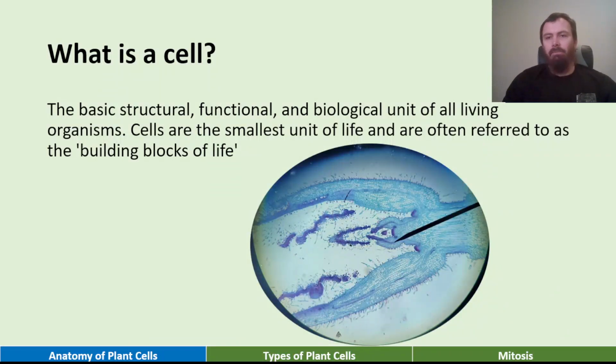So what is a cell? It's the smallest functional unit of life. All living things are made up of cells. There's no living thing that doesn't have a cell. Some organisms are single cells, so they consist of only one cell. Other ones consist of a lot. Plants are multicellular, so they have lots of them. But all living things are made up of it. It's the building block of life. That's what we call cell theory.